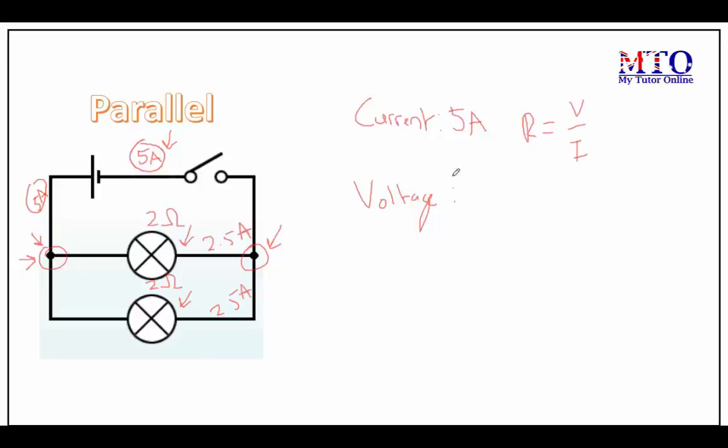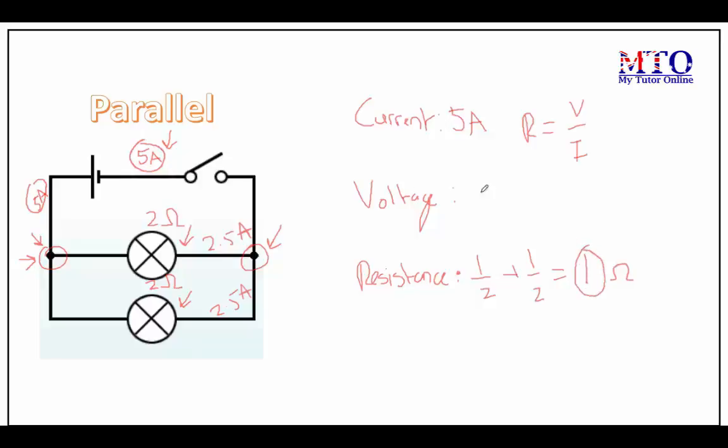Before we can find the voltage here, we need to understand how to find the resistance. The resistance is also different to how series circuits function. To find the total resistance of this circuit, instead of simply adding 2 and 2 together like we did for the series circuit, we add 1 over 2 plus 1 over 2, giving us an answer of 1.